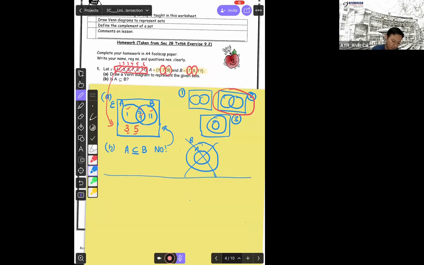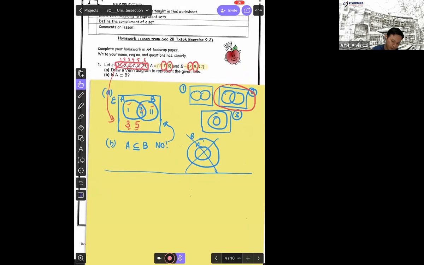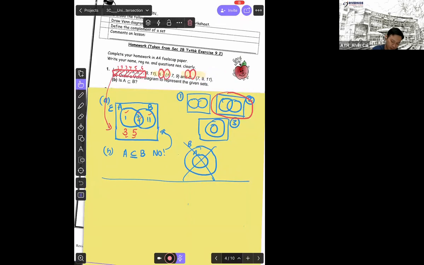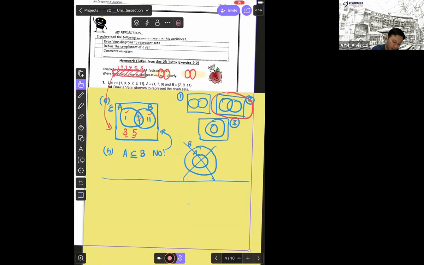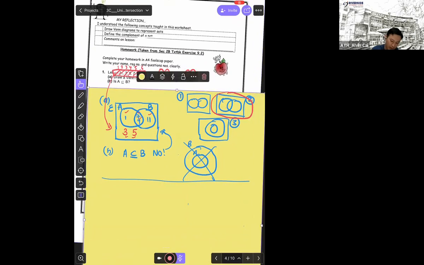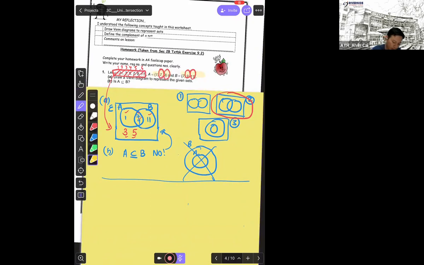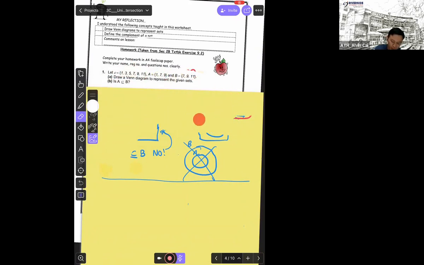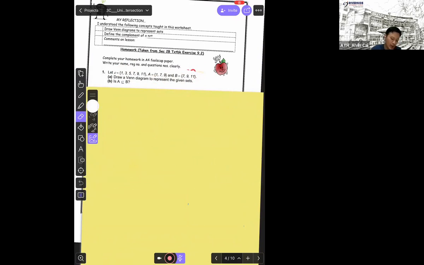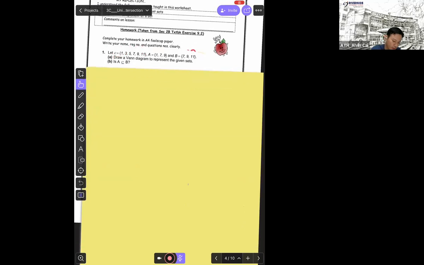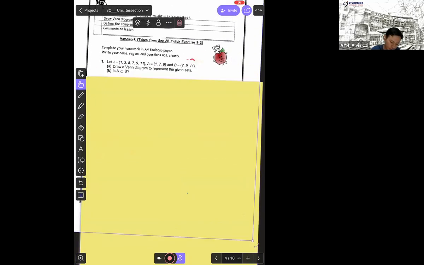Okay, so I'm going to shift to the next question. Let me erase this portion before I go on to the next part itself, so that we can move on. Okay, question 2.